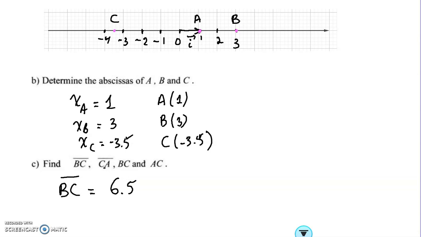Does vector BC have the same sense as I or opposite? BC moves like this in this sense, while I is in this sense. So it means BC and I have opposite senses, so we have to add a minus here. Okay, similarly for CA.